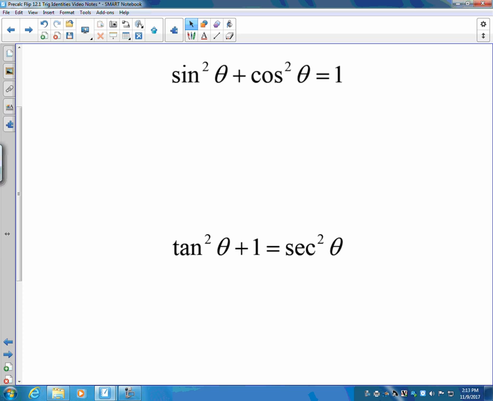You don't have to copy this down. But this is just me sort of showing you that, hey, what if I plugged in 30 degrees for theta? What's the sine of 30 degrees squared?